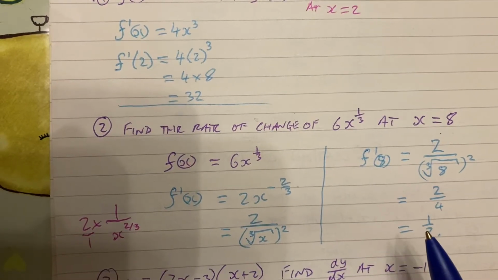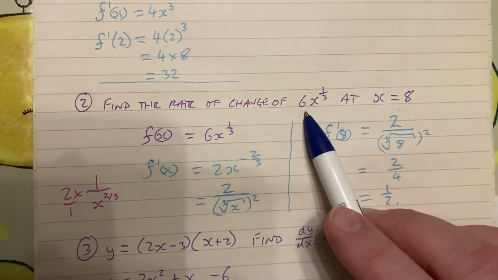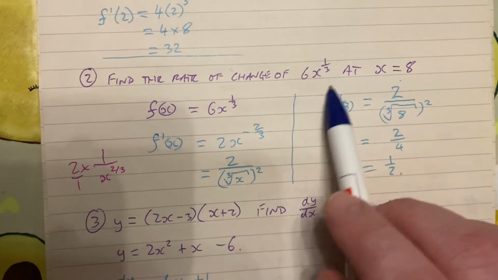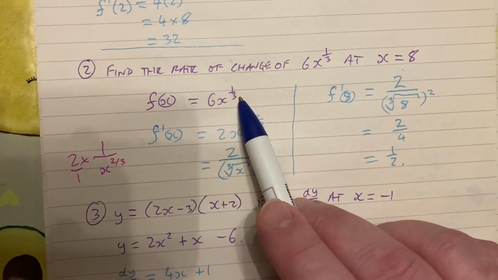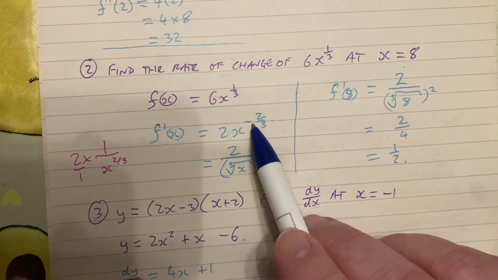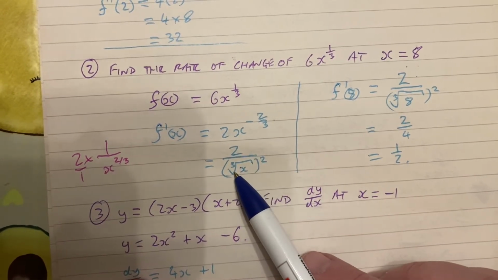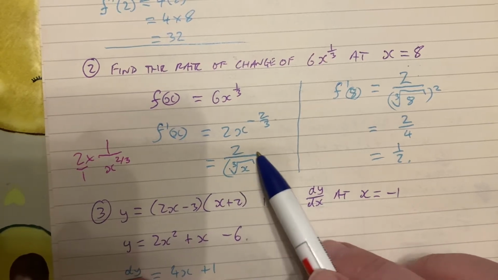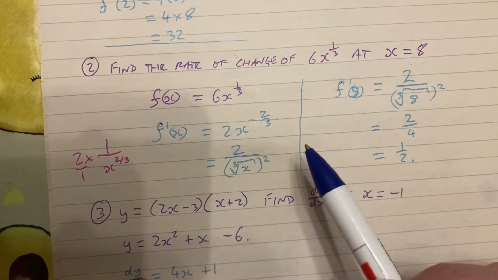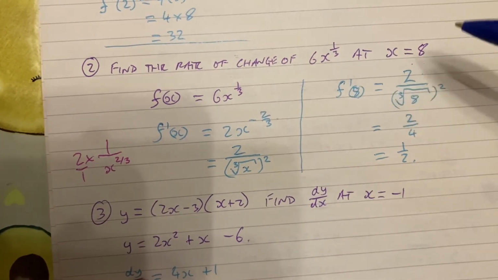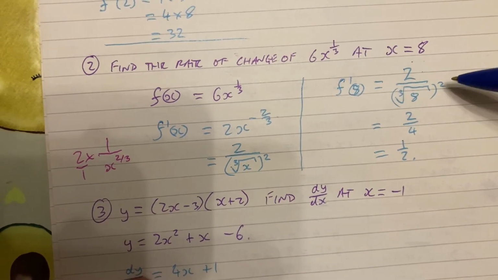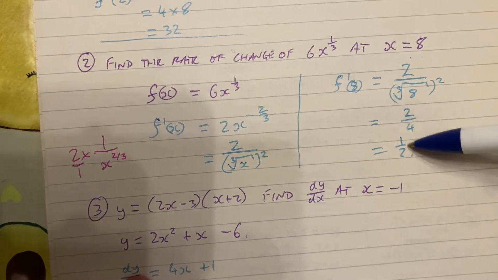Next way it might ask it is find the rate of change of 6x to the third at x equals 8. So it's a function of x, so f of x equals 6x to the third. So f dashed x, power down, a third of 6 is 2, x to the negative 2/3, which is 2 over the cube root of x squared. Because we're subbing in a number, it's much easier to sub it in, especially as these will be on the non-calculator paper. So f dashed of 8 is 2 over the cube root of 8 squared. The cube root of 8 is 2. 2 squared is 4, so it's 2 over 4, which is a half.